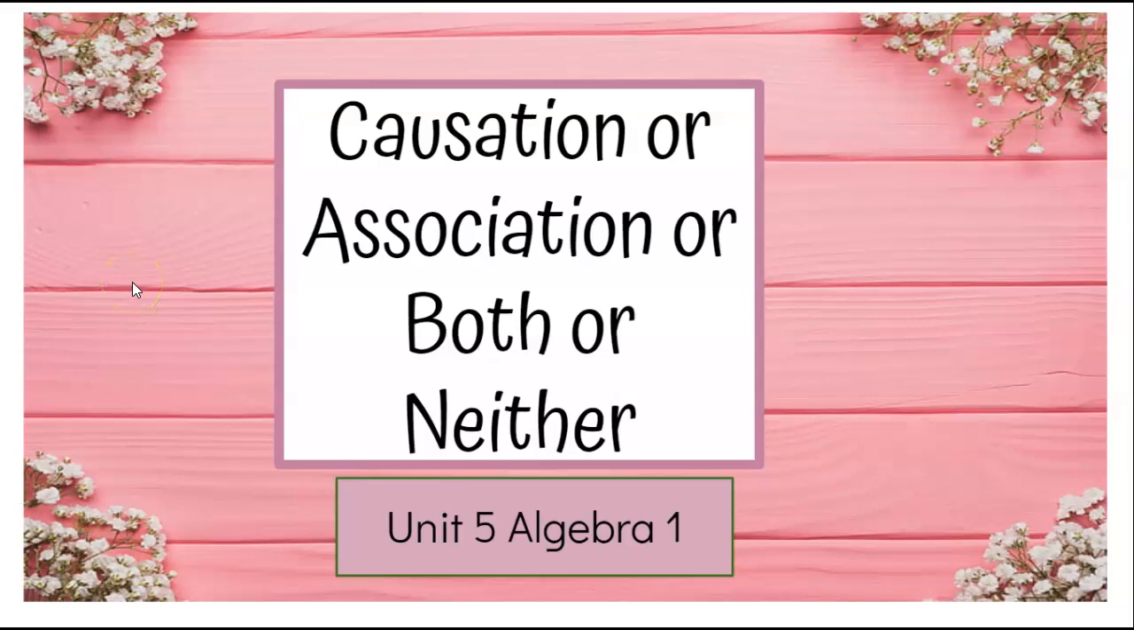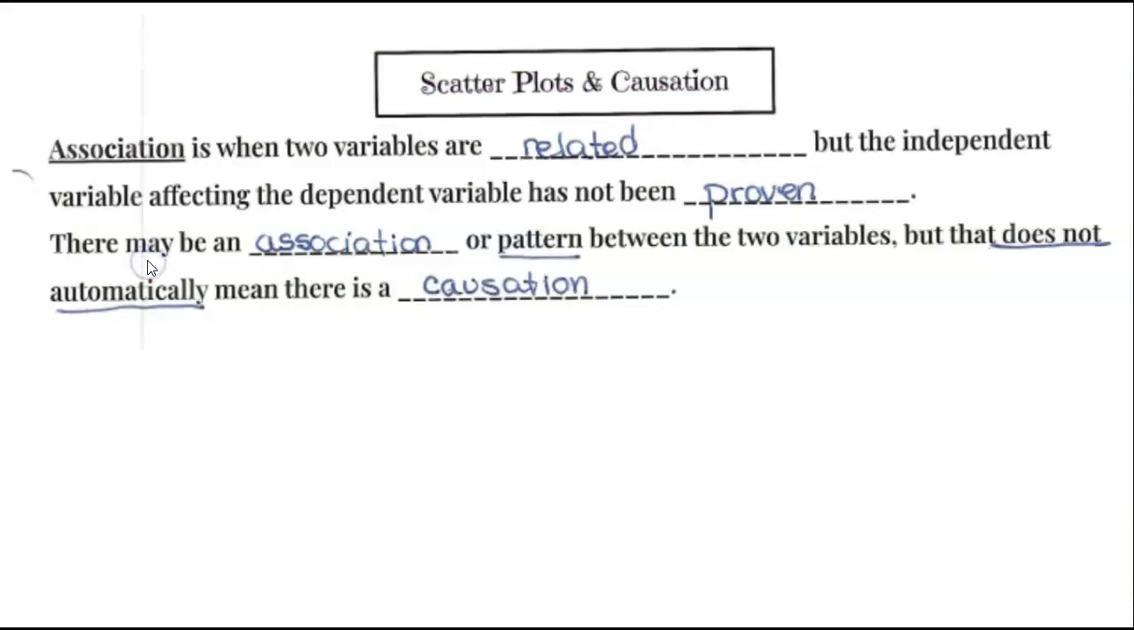Hey, today we're doing causation and association, and they can be both or neither or one or the other. And you're going, what? Don't worry, I'll get it cleared up. Okay, first off, what is association? It's when two variables are related somehow, but you can't prove that the independent variable affects the dependent variable. It's not measurable. There may be an association or a pattern between the two, but it doesn't automatically mean that they cause the other to move.